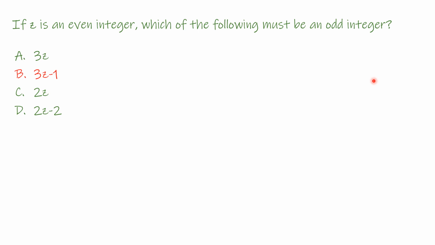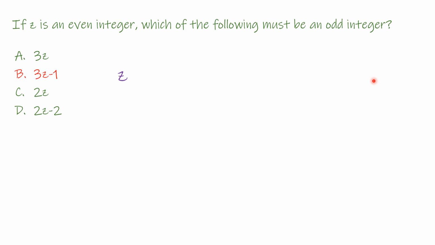So how do we get this answer? Let us analyze the problem. If z is an even integer, we're going to have the z first, so I'll just copy it. And z is an even integer.